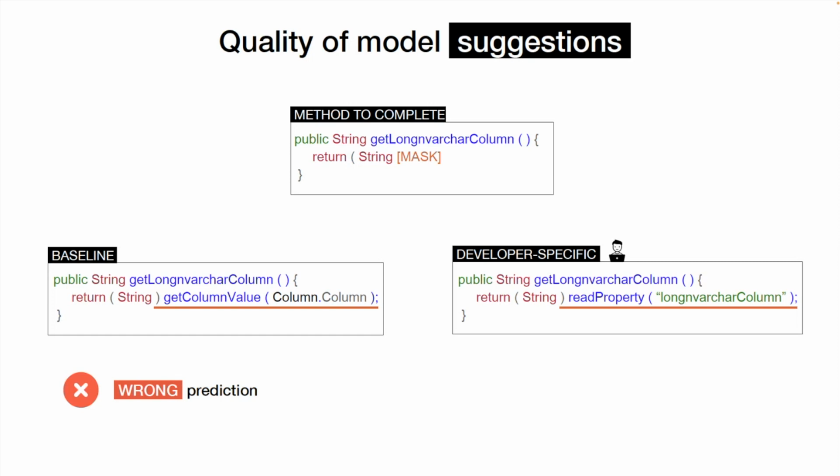The developer-specific model instead correctly inferred the read property method, which is what is used by the developer in the project to retrieve data, and also the long varchar column configuration, leading to the correct prediction.